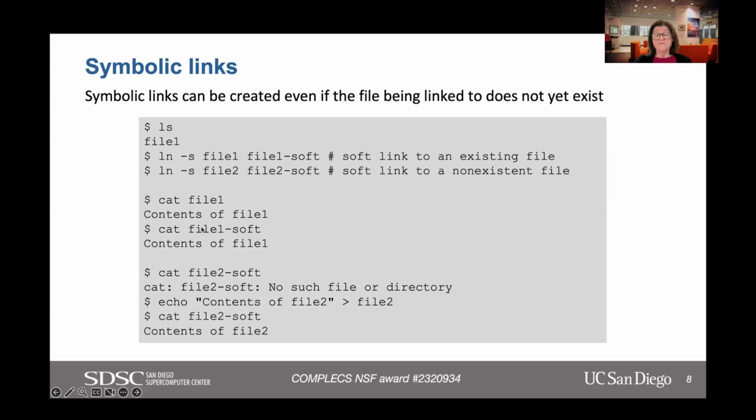And we look at the contents of the soft link file1-soft, and they're both the same. And that's the idea, that they both have the same contents. And then if you look at the contents of file 2, there's no such file or directory. That's because we forgot to put anything into file 2 and get it created, but we were still able to make a soft link. So now we put some contents into file 2, and there are contents now in both of these files.